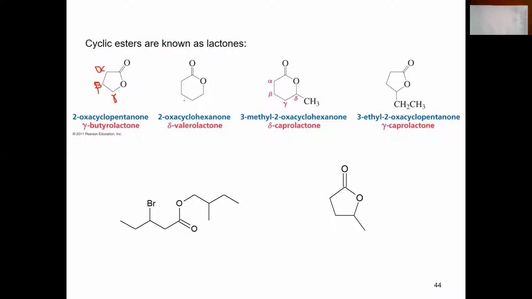This is a valerolactone because there are 5 carbons in total, and valeric acid is the root of a common name. Alpha, beta, oh boy, gamma, delta. This one's delta because that's where the oxygen closes up that ring. Thankfully, Dr. Bruce already wrote the alphas and betas and gammas on this one. It's a caprolactone because there are 6 carbons in total in that ring.